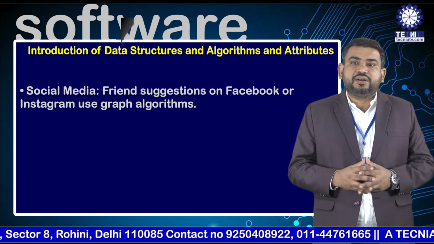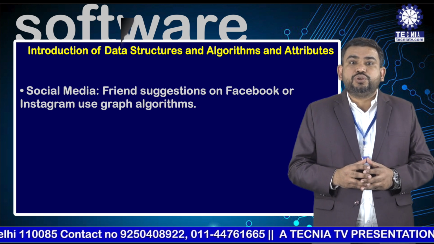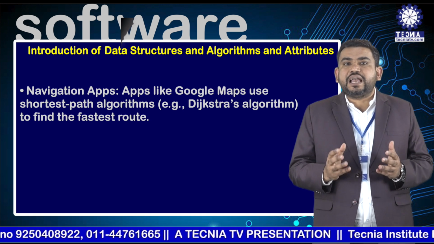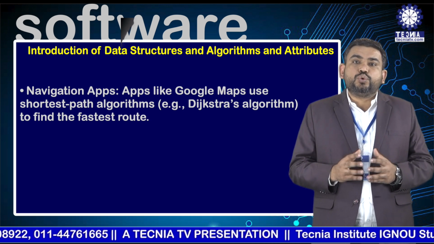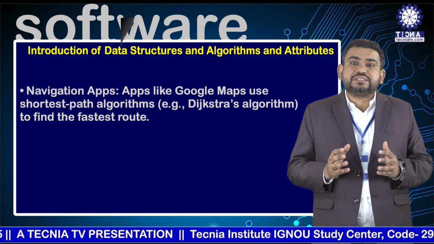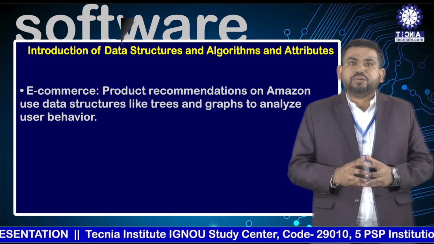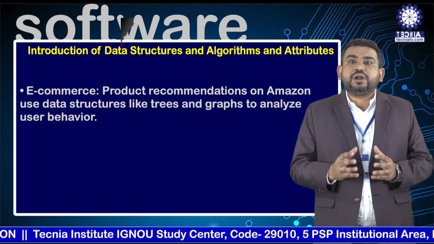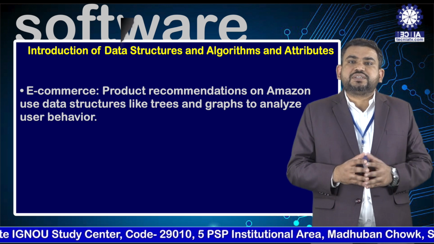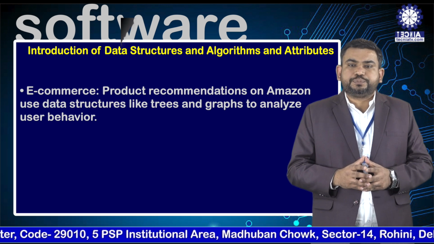Second, social media. Friend suggestions on Facebook or Instagram use graph algorithms. Third one, navigation apps. Apps like Google Maps use shortest path algorithms like Dijkstra's algorithm to find the fastest route. Fourth one, e-commerce. Product recommendations on Amazon use data structures like trees and graphs to analyze user behavior.